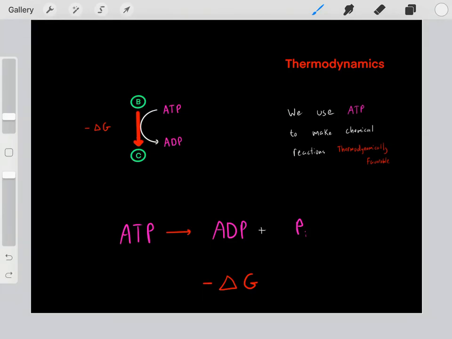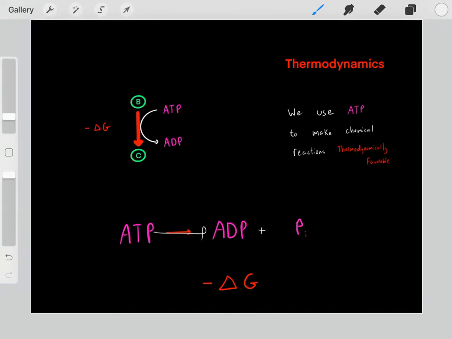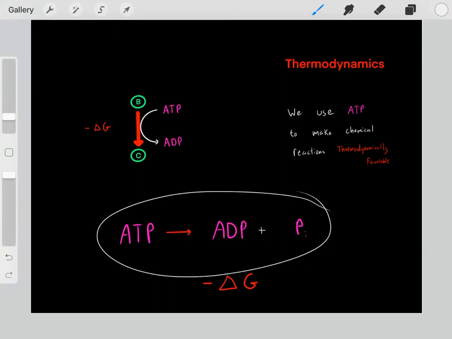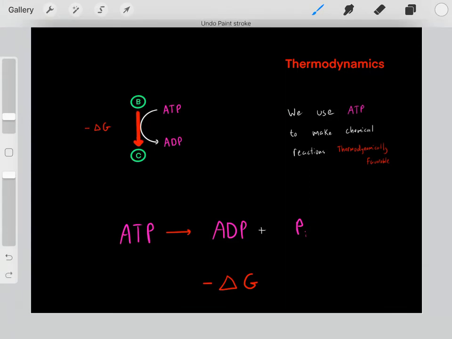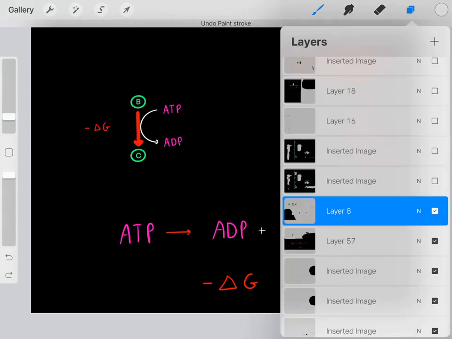So therefore, the way you should think about it is we eat food. We eat carbohydrates and fats and amino acids and proteins, and we can use the energy in those molecules to create a lot of ATP. So therefore, we have these concentrations that allow this reaction to be very thermodynamically favorable. So now that this reaction is so thermodynamically favorable, we can use this chemical reaction, ATP hydrolyzing into ADP and inorganic phosphate, to push other chemical reactions forward. So that's how we make chemical reactions thermodynamically favorable.